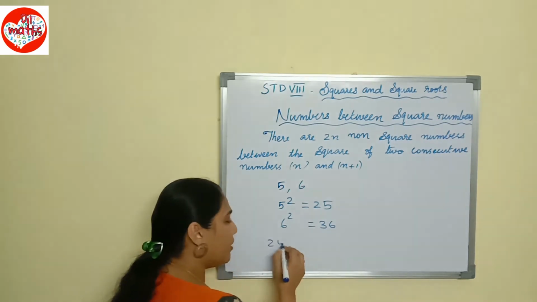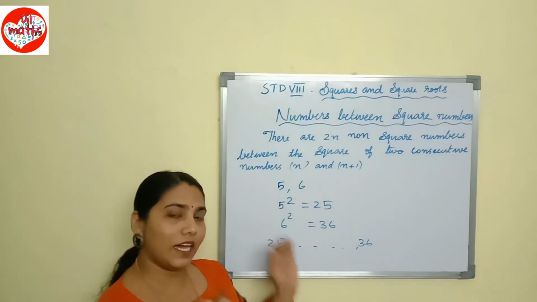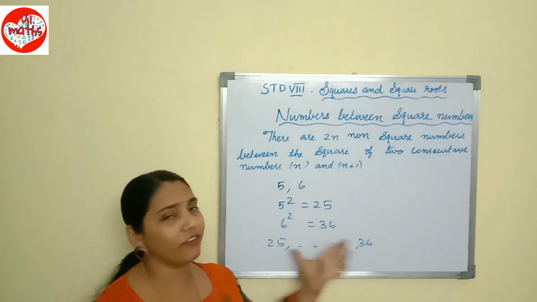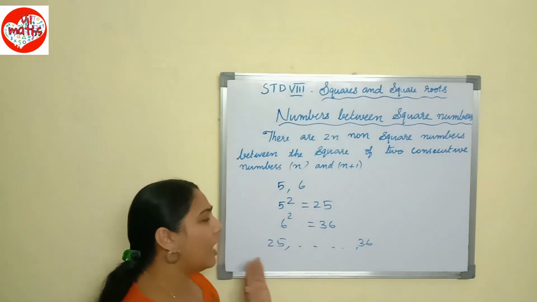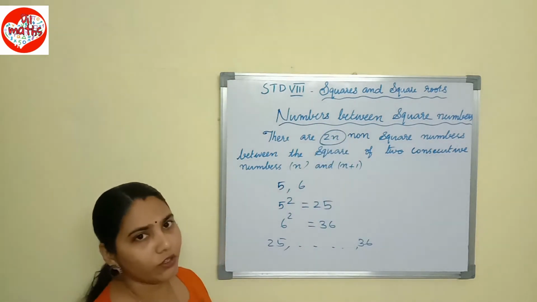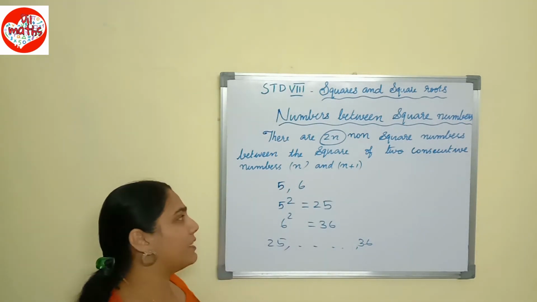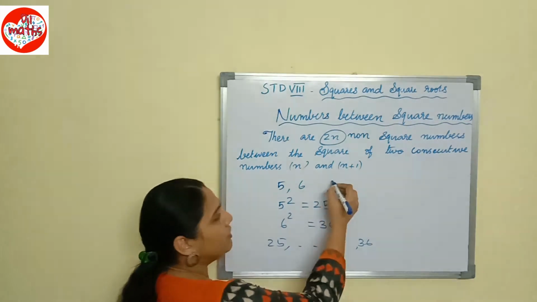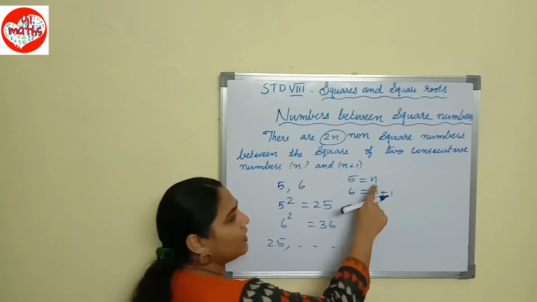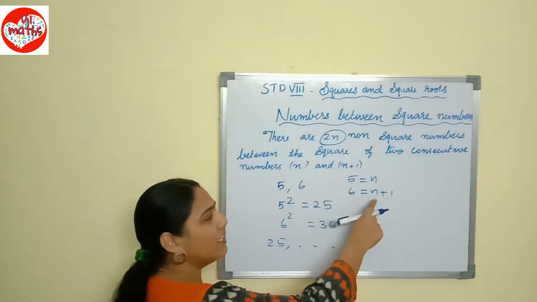That means from 25 to 36, many numbers are missing, isn't it? So how will you check? That is the formula: there are 2n non-square numbers between the squares of two consecutive numbers n and n plus 1. Here, which one is n and which one is n plus 1? The first number, 5, is equal to n and 6 is equal to n plus 1. If you add 1 to n, 5 plus 1 is equal to 6, so this is n plus 1.